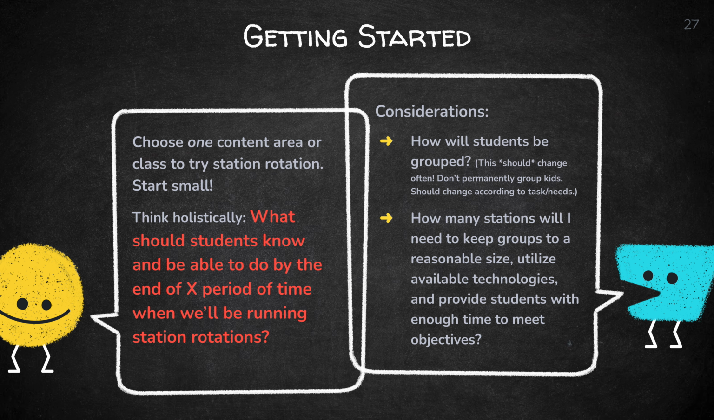Some teachers like to do them for one day. Some teachers like to span them across 3 or 4 days or a week. So by the end of that period of time, what should students have accomplished? How am I going to group my students? This should change often. Do not permanently group your students according to academic levels. This should change according to the task and according to student needs. And then according to my class size and how I want to group my students, how many stations will I need to keep my groups at a reasonable size, utilize the technology we have, and give them enough time to meet the objectives?